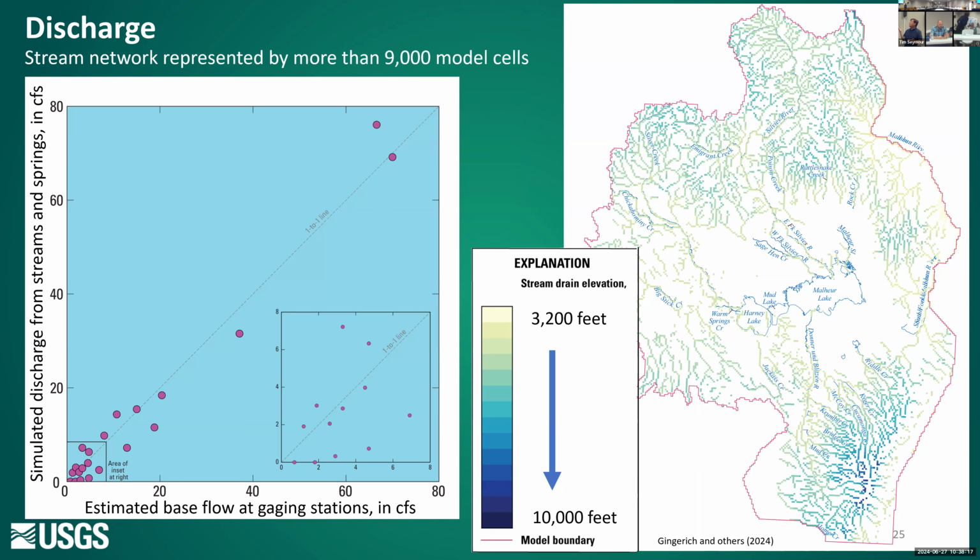So basically, yeah, what that's saying is we're able to match the flow system in the upland.